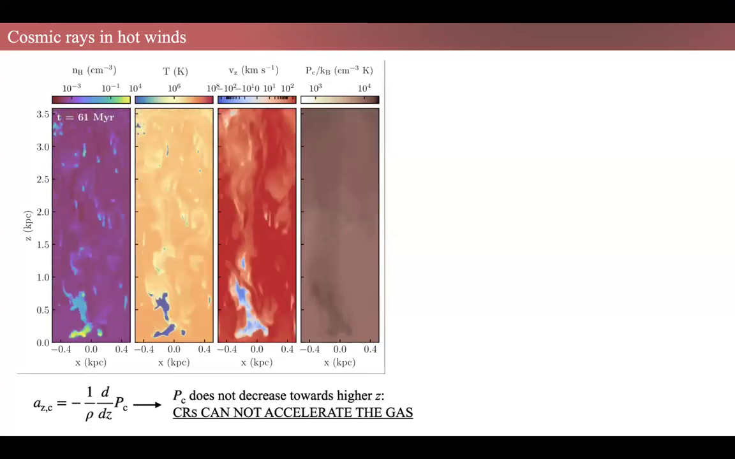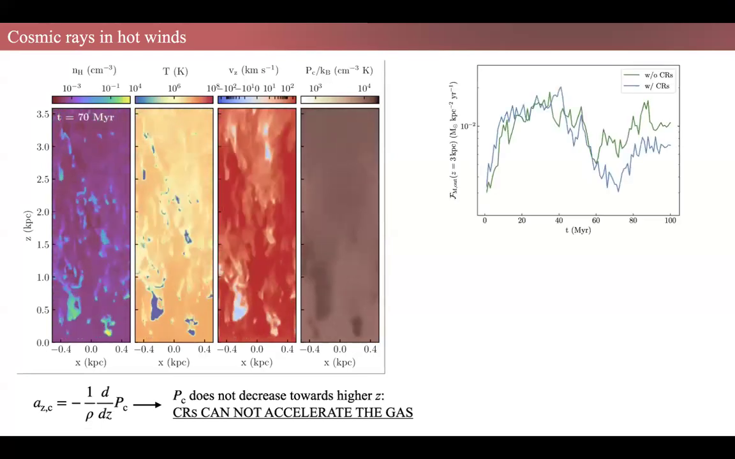You can understand that in the absence of a cosmic ray pressure gradient pointing downward, cosmic rays cannot accelerate the gas. And this is confirmed by this plot showing the outward mass flux measured at Z equal 3 kiloparsec as a function of time, both in the presence and in the absence of cosmic rays. In the first part of the simulation, the two profiles are similar. However, in the second part, the outward mass flux predicted by the simulation without cosmic rays is higher than the outward mass flux predicted by the simulation with cosmic rays. This means that somehow cosmic rays are reducing the flux of outflowing gas.